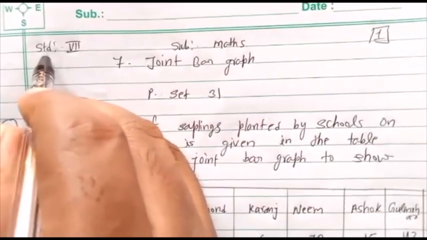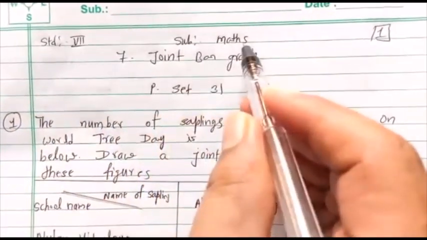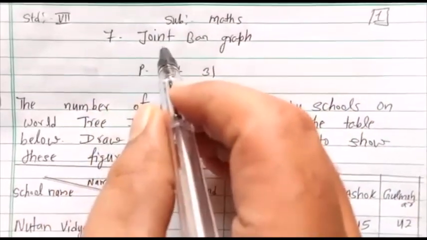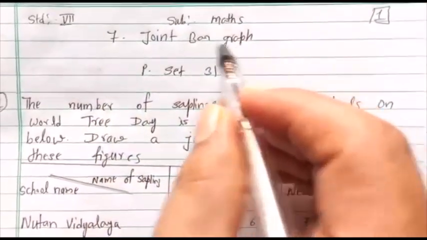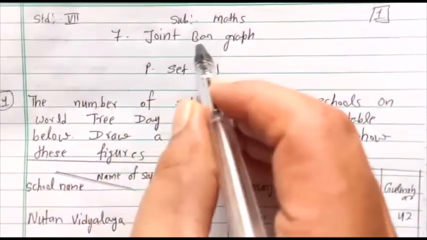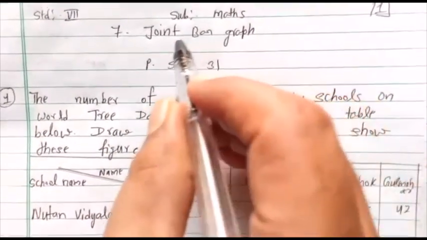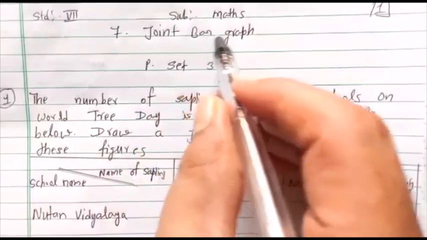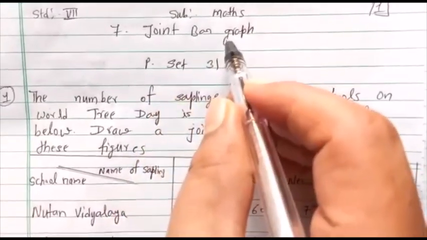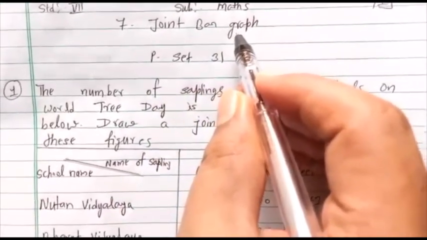Children, today we are going to learn Standard 7 subject Maths, chapter number 7, joint bar graph. So today we are going to discuss the joint bar graph. Where do we have to use the joint bar graph? The joint bar graph is used for comparison.